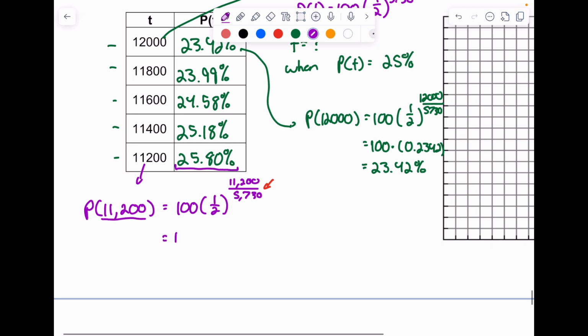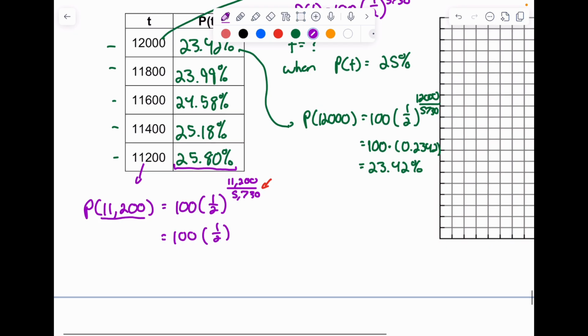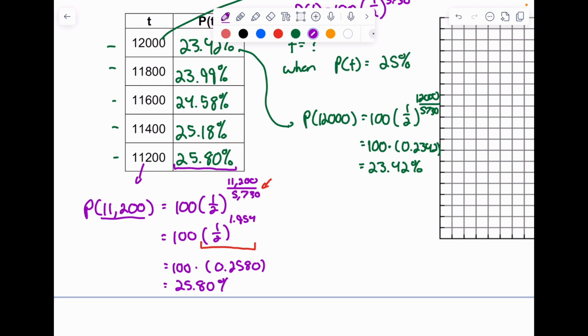So I got 100, 1/2, and then I did 11,200 divided by 5730. So I had 1.954 up top here. And then I went 0.5 or 1/2 to that exponent. And that gave me 100 times 0.2580. And then when I multiply by 100, I get 25.80%, okay? And that's where that number came from. And that's what I did for each one of the other ones while the video was paused.